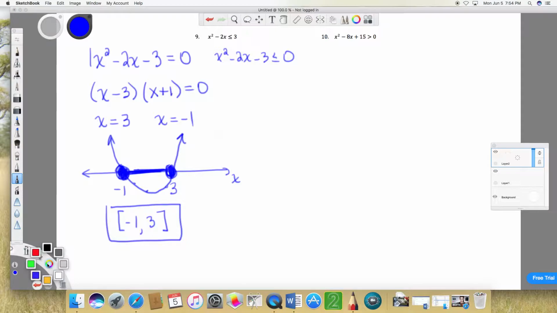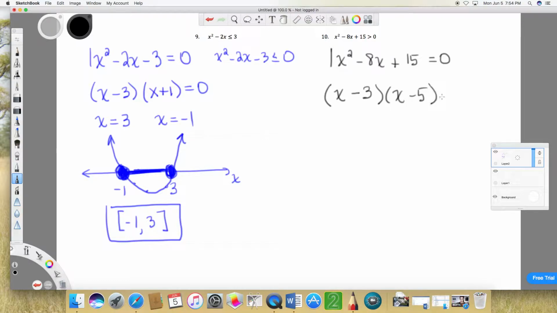So let's take a look at the next one. Let's set this equal to 0 and solve this equation by either factoring, completing the square, or the quadratic formula. With a leading coefficient of 1, I think it's pretty easy to see that x minus 3 times x minus 5 is what this factors to. This gives us solutions of positive 3 and positive 5. And if we sketch that on a number line, 3 is to the left of 5.